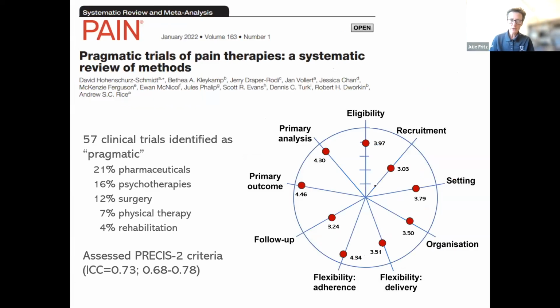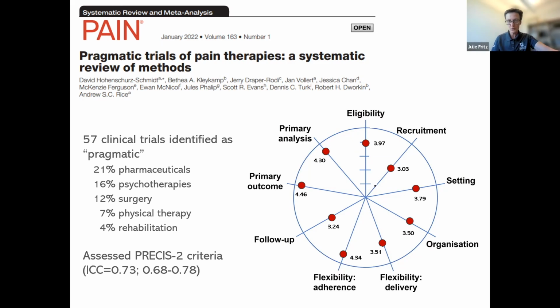And our experience is similar to a lot of pragmatic trials that deal with, in this case, pain populations, although I suspect this is true broadly of rehabilitation populations, and behavioral or multimodal therapies like physical therapy or occupational therapy or rehabilitation in general. So this was a recently published systematic review of pragmatic trials where they looked at the PRECIS scores across a large number of pragmatic trials.